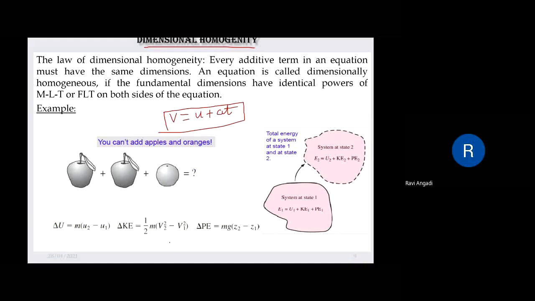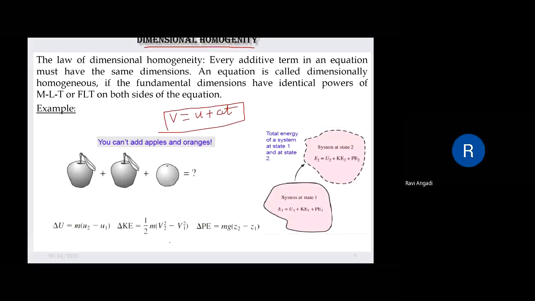I have given apple plus orange. So what is the end product you get here? If I add apple plus apple plus orange, what is the answer? Yes, 2 apples plus 1 orange you will get. Correct? 2 apples plus 1 orange. I cannot write 3 apples. It's wrong. You can't add apples and oranges. Right? Okay. Now this equation becomes a heterogeneous equation.